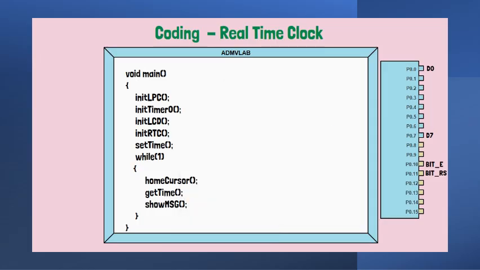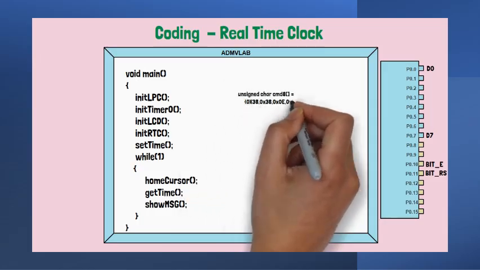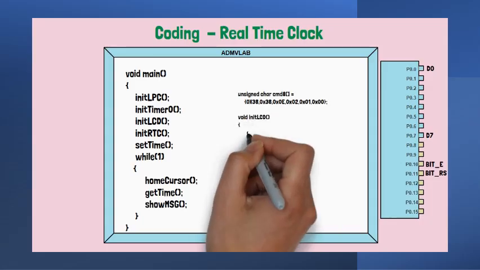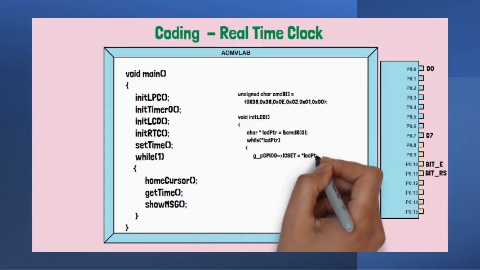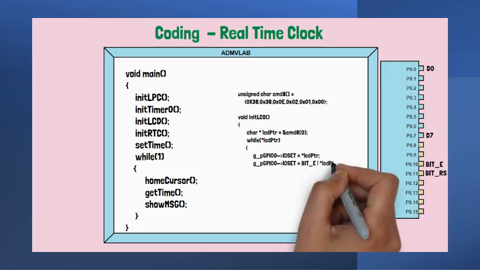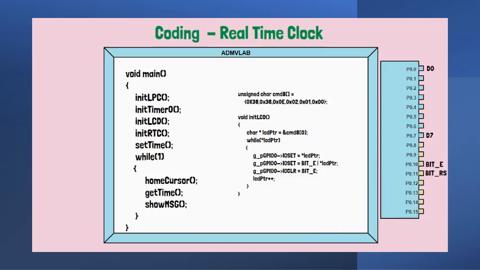The next function initializes the LCD module. We first create a command array named CMD8, which has all the commands written to the LCD controller. These commands reset the LCD module to work in 8-bit mode and 2 lines of display. The LCD pointer is initialized to the first location in the command array. The pointer is incremented until the end of the array is reached.